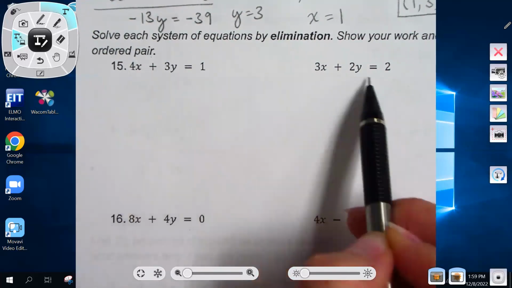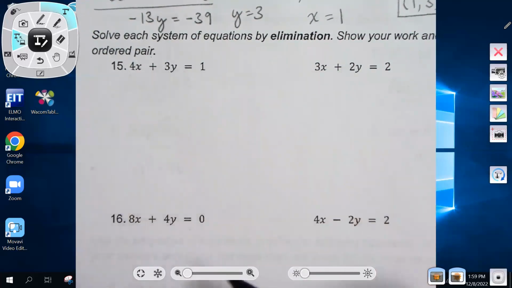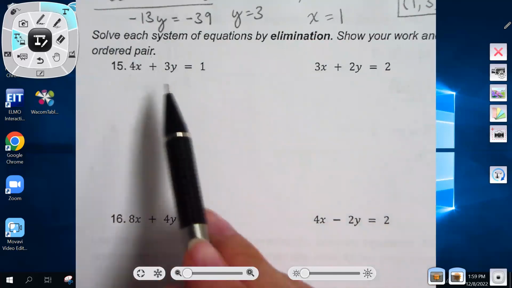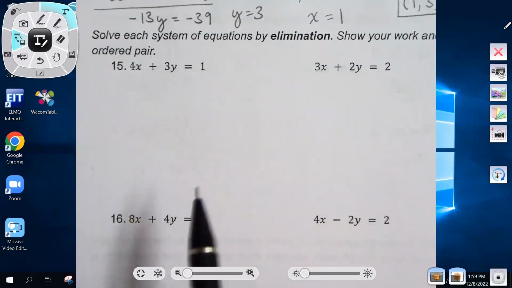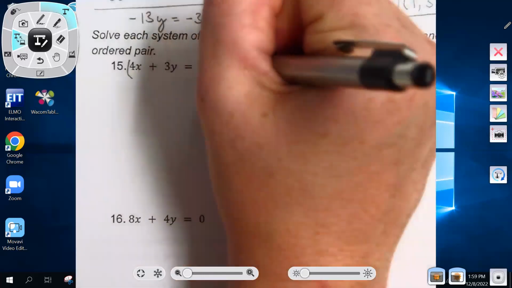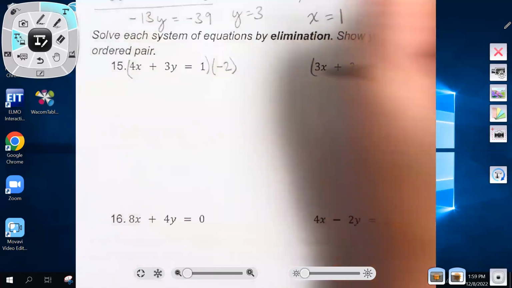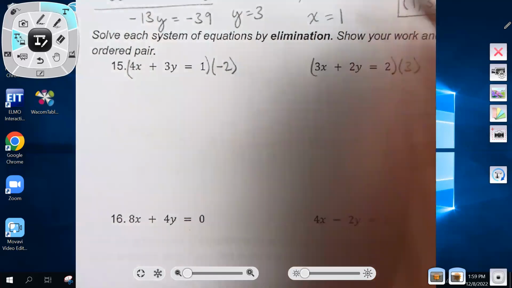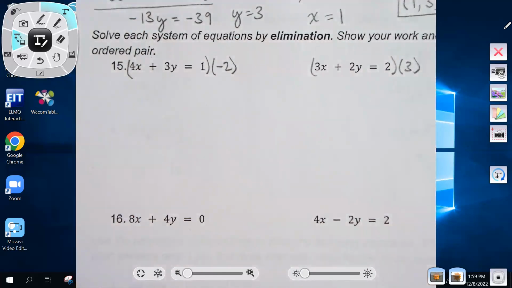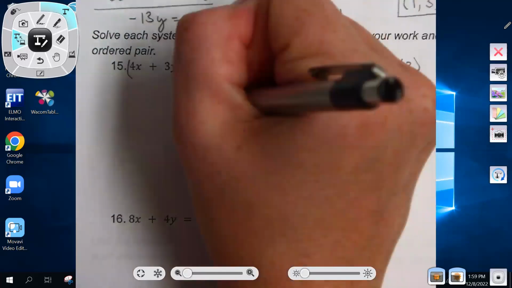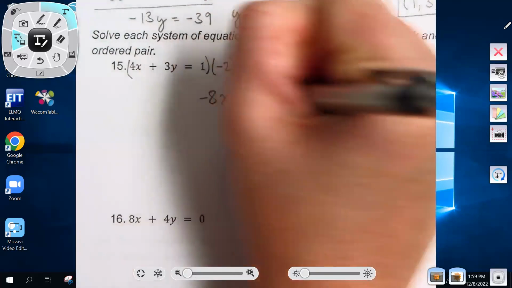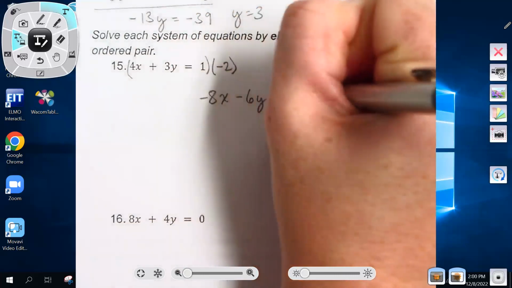If I want the y's to cancel out, I know 3 and 2 will both go into 6. So I want those to both be 6, but I want one of them to be negative. So I'm going to multiply the first equation by negative 2 and the second equation by 3. You could have done this a little bit differently. But it doesn't mean it's wrong if you did it different than what I'm doing it. If I multiply everything in this equation by negative 2, I get negative 8x minus 6y equals negative 2.